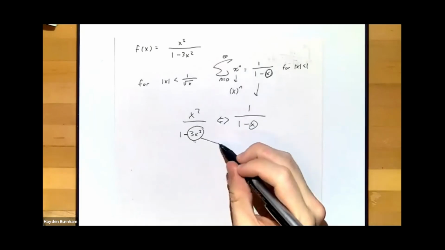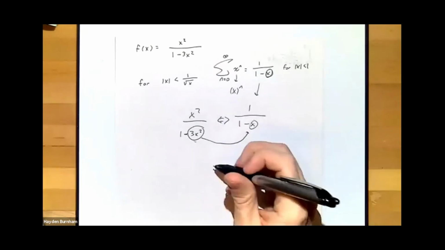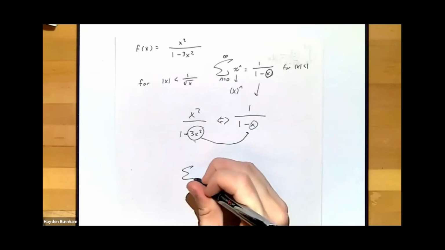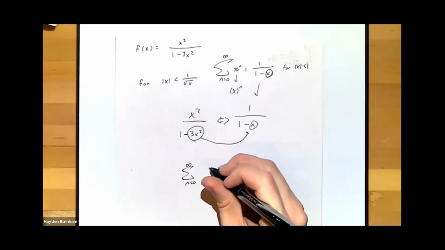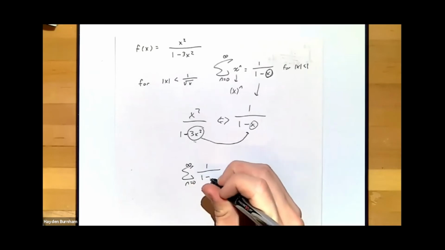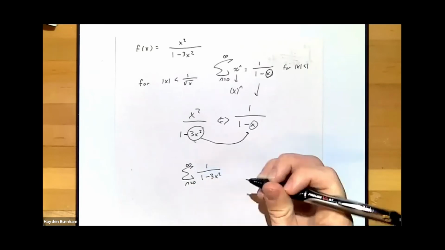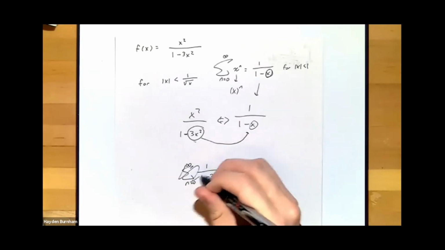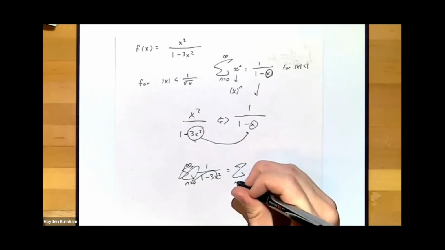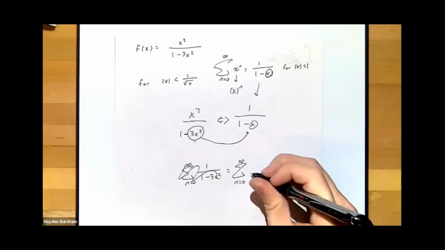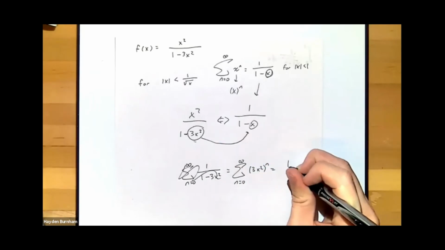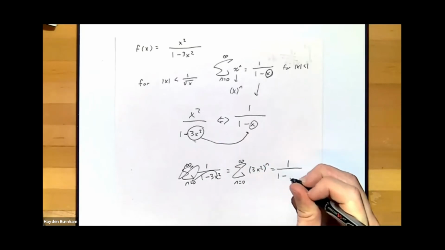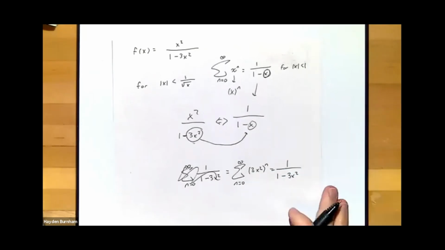So I can go ahead and just put that into this part, right? If we have the sum as n equals 0, that would be 1 minus 3x squared, right? Oh wait, no, that's bad. It should be this: the sum of 3x squared to the n equals 1 over 1 minus 3x squared. Sorry about that.